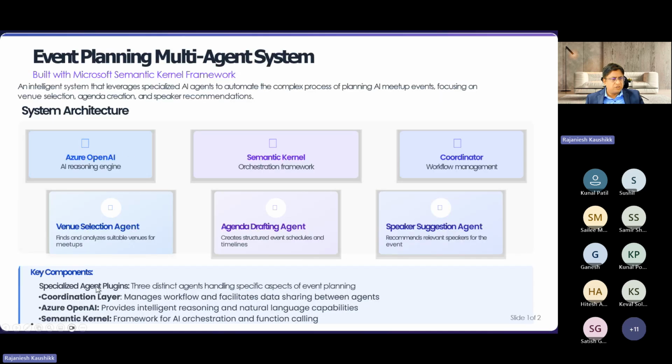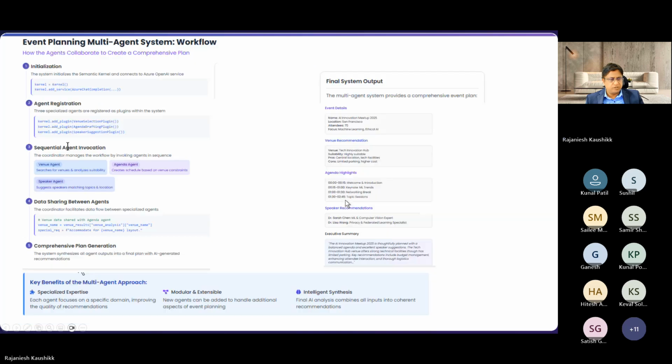Here we have the specialized agent plugins, three distinct agent plugins, the coordinator layer, and OpenAI semantic kernel. The coordinator is the workflow manager. Semantic kernel is the framework it is using. Azure OpenAI is the reasoning engine, and the venue selection agent, agenda drafting agent, and speaker suggestion agent. These are the three agents which we are using.